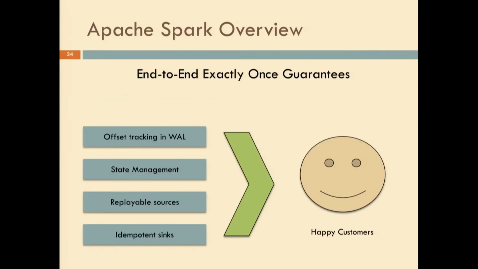So with end-to-end exactly once, for fault tolerance, it can write all the offsets to a write-ahead log. Also, another thing I didn't mention is that in stream processing, most of the time you're going to do some kind of state management, right? Store the state so you can do aggregations over the last 30 minutes, top 10 customers visiting your site and all that stuff. That's considered state management. And Spark makes it very, very easy to do that.